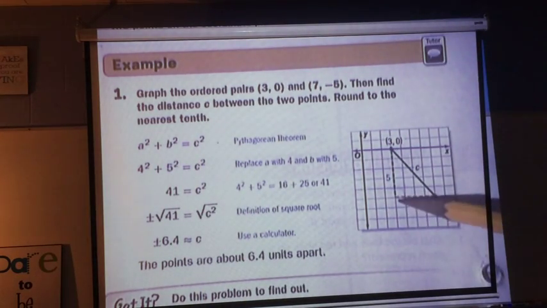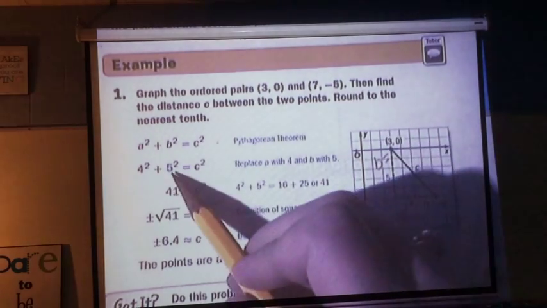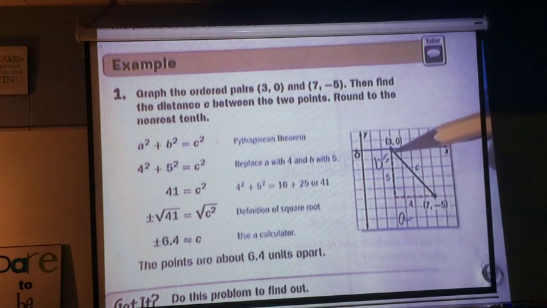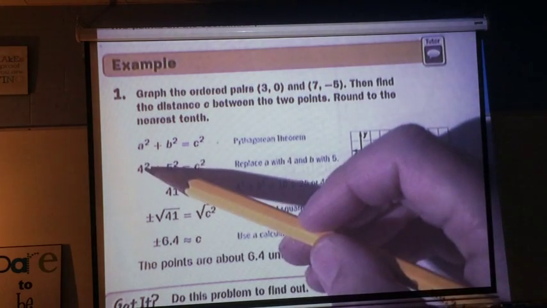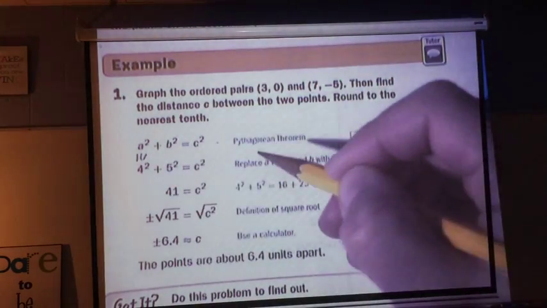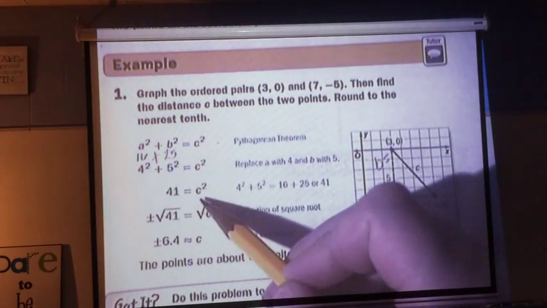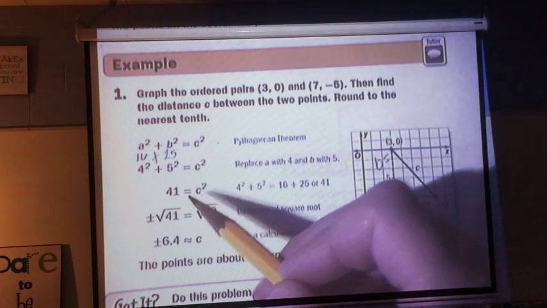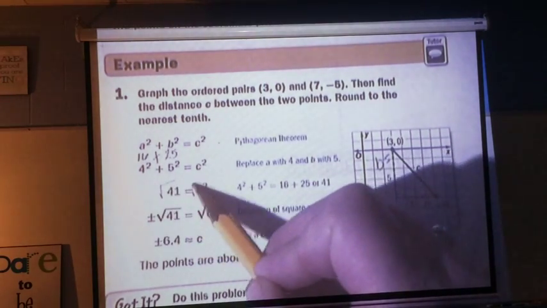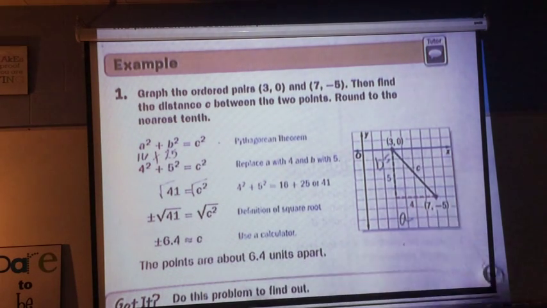We're going to let a represent 4 and b equal 5. This is equal to the value c squared. Next, square 4, which is 16, and square 5, which is 25. The sum of the two is 41, so c squared equals 41. Last, to find c, you have to take the square root of both 41 and c squared, which gives us a value of 6.4. Again, we're ignoring the negative value because the distance cannot be negative.